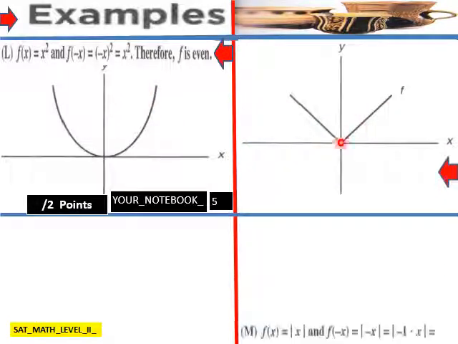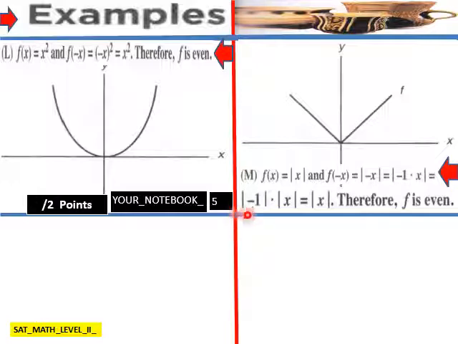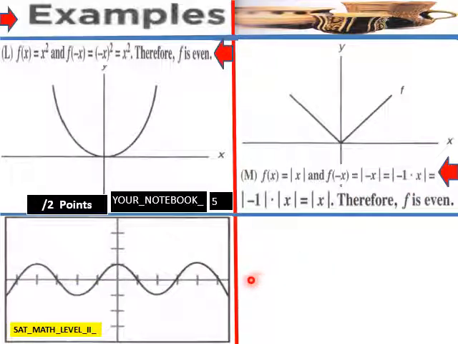And then in this situation, we have f of x equals the absolute value of x, and f of negative x equals the absolute value of negative x, which equals the absolute value of negative 1 times x, which equals the absolute value of x. Therefore, f would be an even function by that definition.